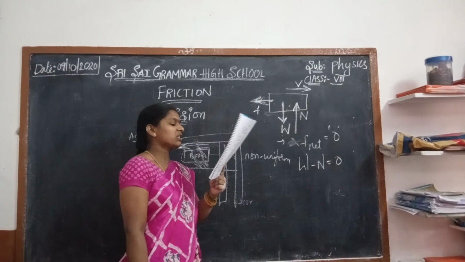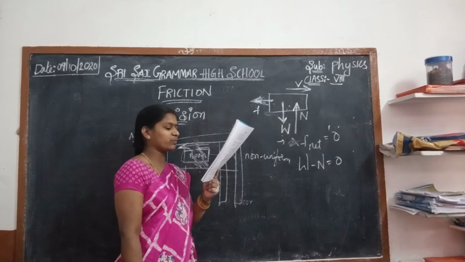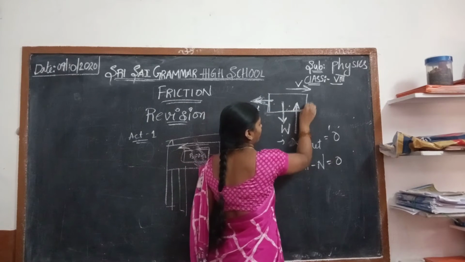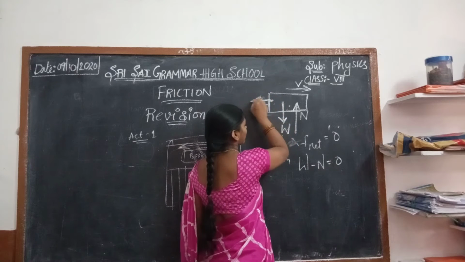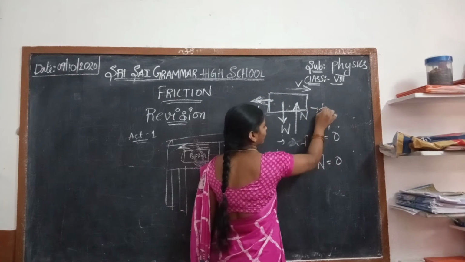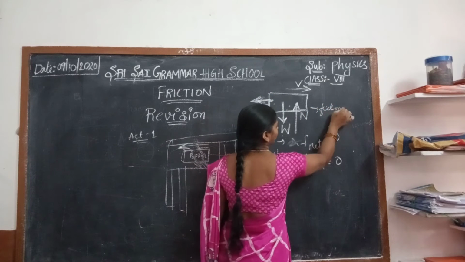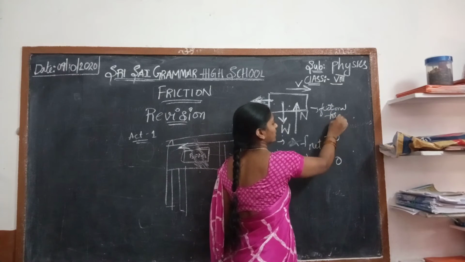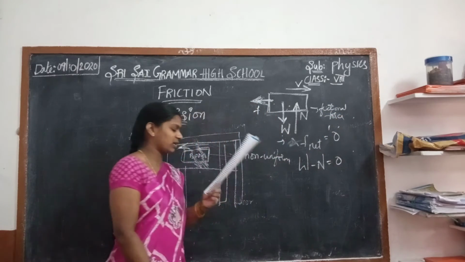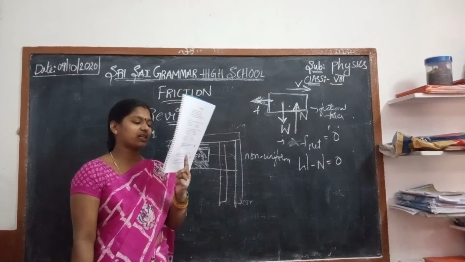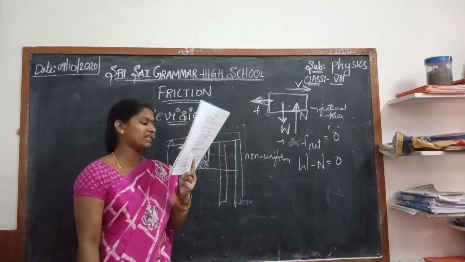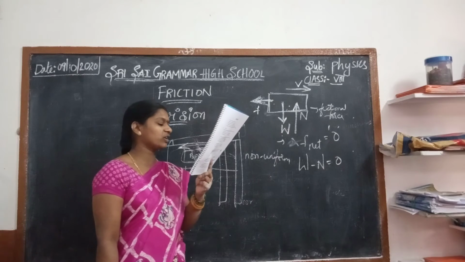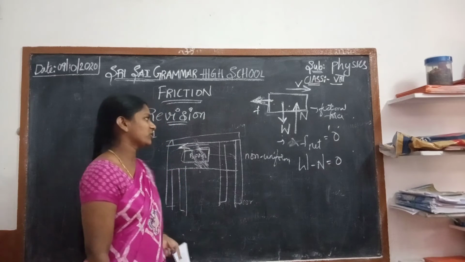The force applied by the surface on the book is called frictional force. The force which opposes the relative motion of the surfaces of bodies in contact is called frictional force. This type of friction between the book and the floor is called sliding friction.